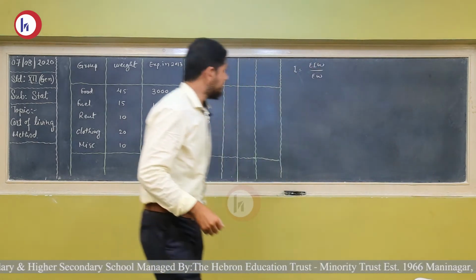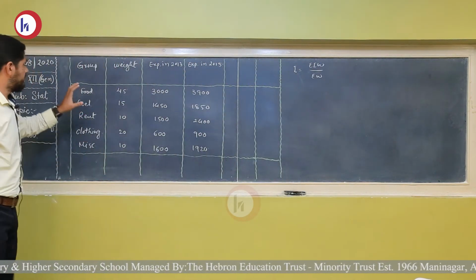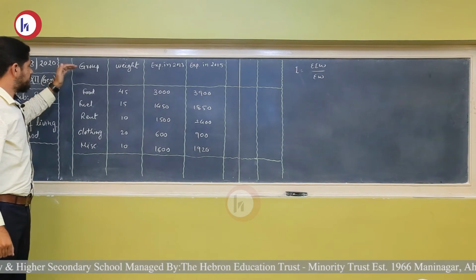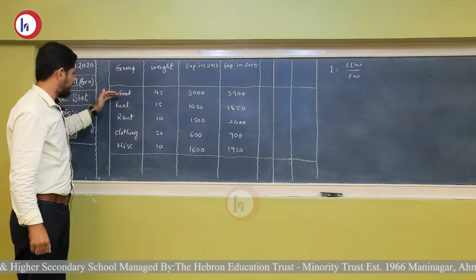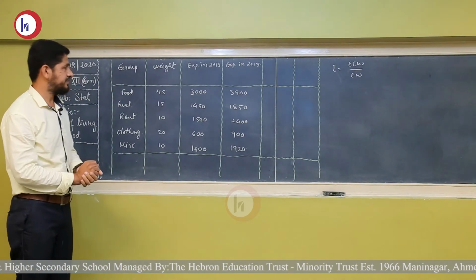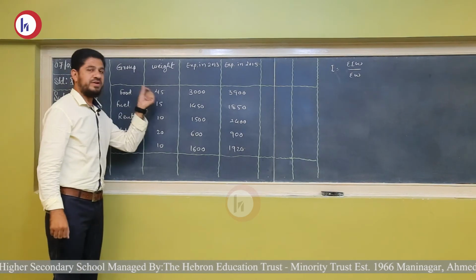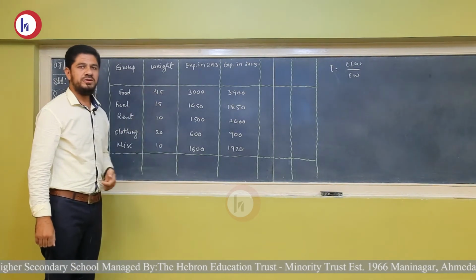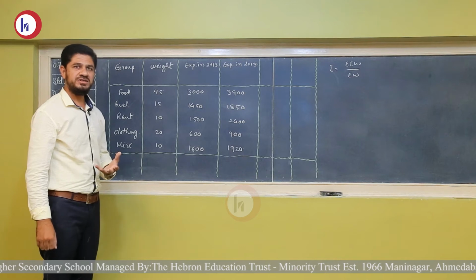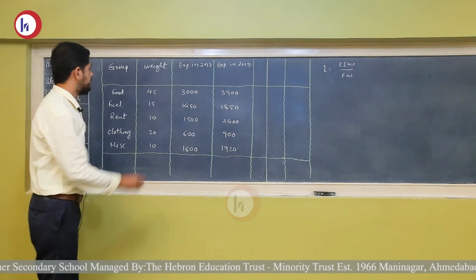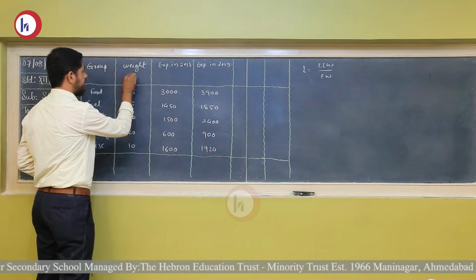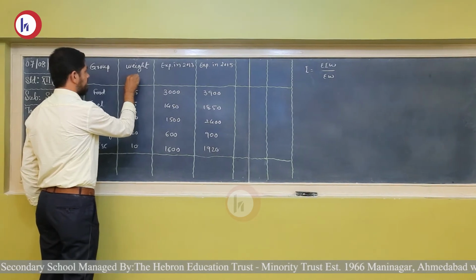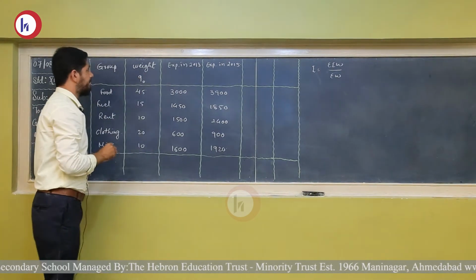Now we have the columns given here. The first column shows the group: food, fuel, rent, clothing, miscellaneous, etc. The second column is weight. I told you earlier that weight is not actual weight, but it is the importance of the quantity. So we denoted it with Q0, W.